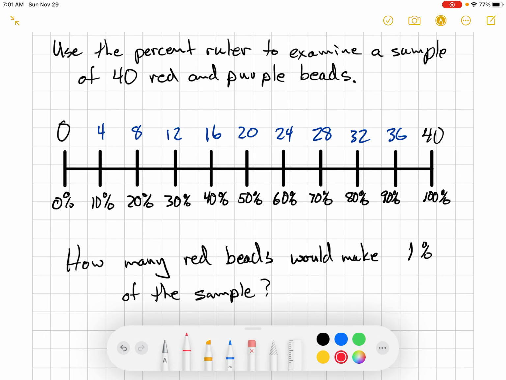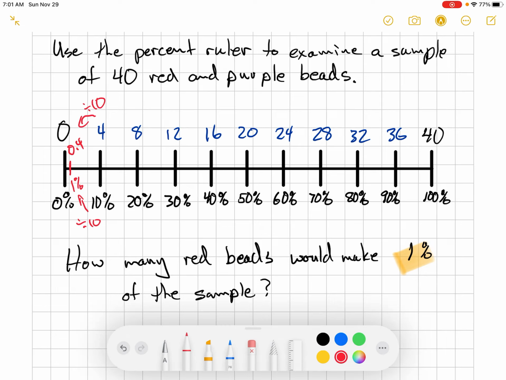All right, use a percent ruler to examine a sample of 40 red and purple beads. Okay, same thing, so I just put the numbers in there. How many red beads would make 1% of the sample? Oh, that's not on here. Well, let's keep in mind 1% is right here, right? What does it take to get from 10 to 1? Let's divide by 10. Guess what I do here? Divide by 10. 4 divided by 10 is 0.4.